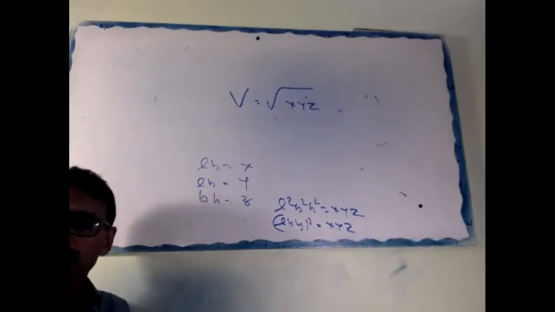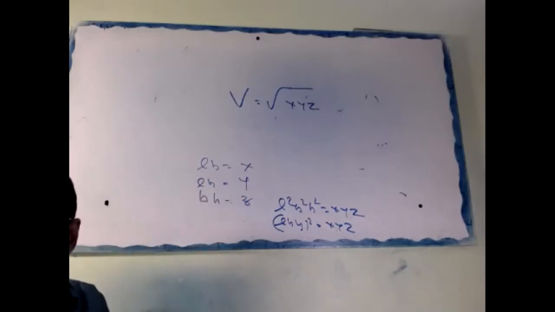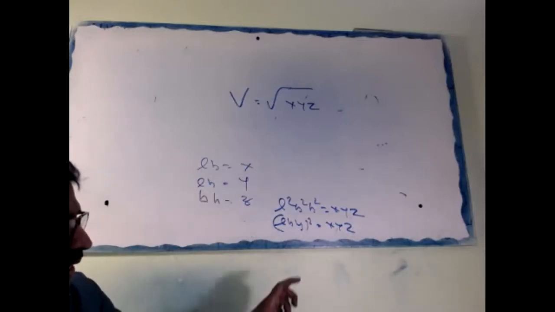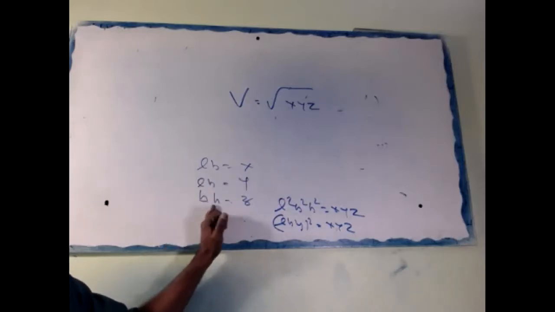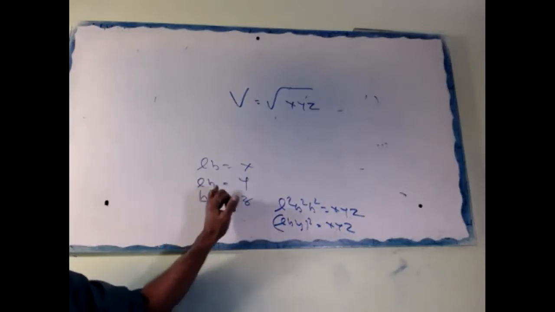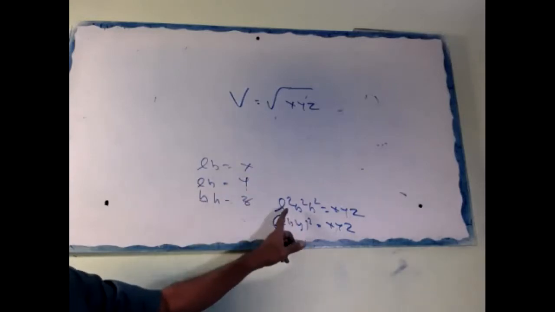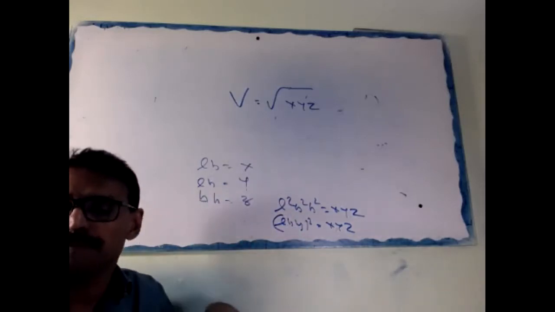Clear now? The area of the first side, L into B, X. Second, B into H, Z. Third, LH, Y. So multiply all. Okay.